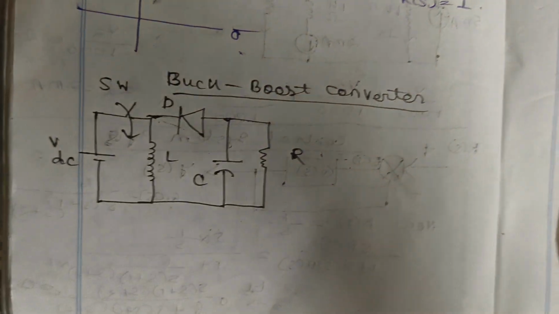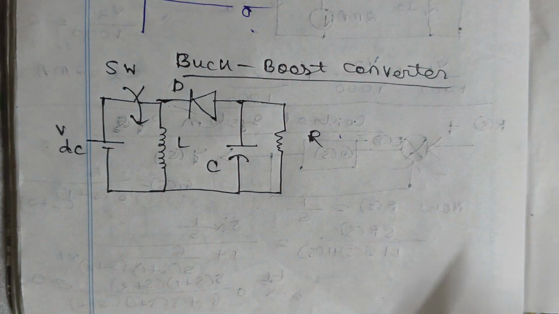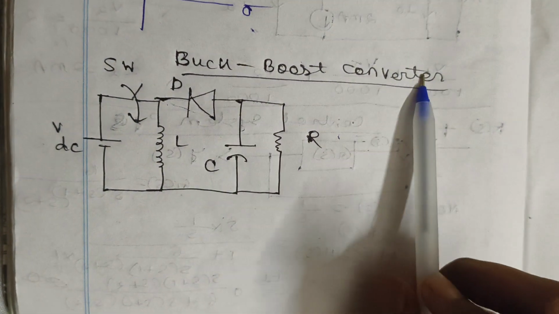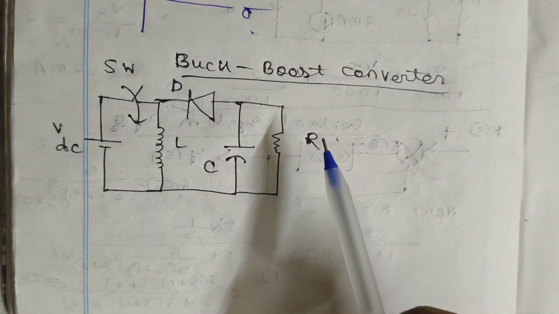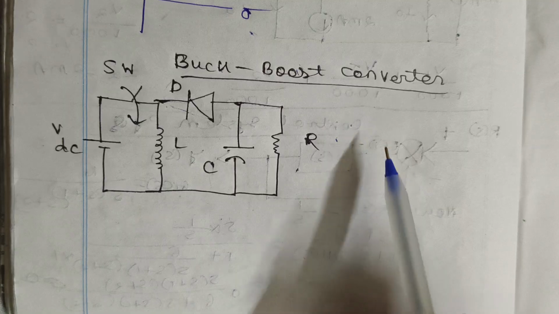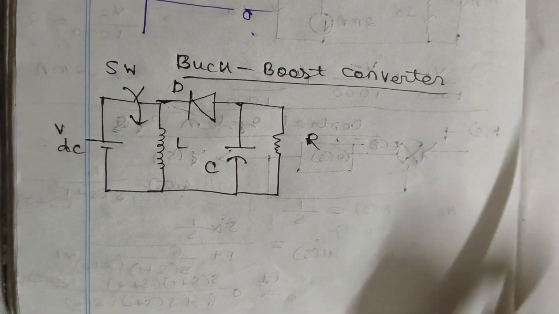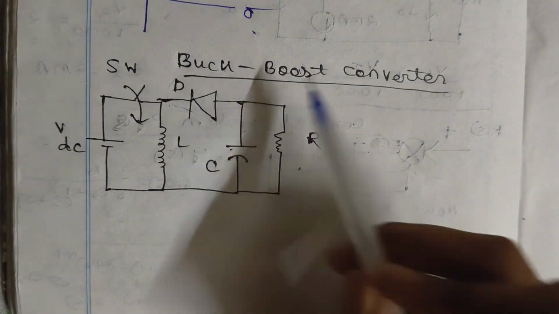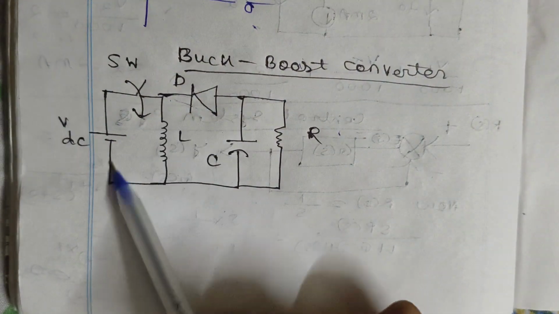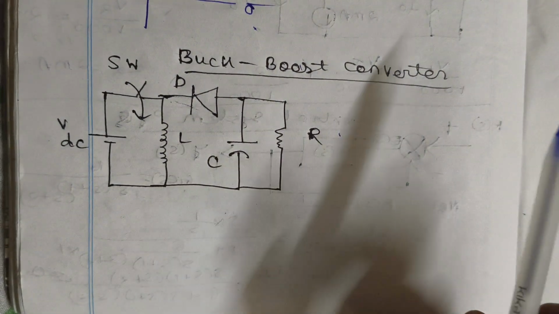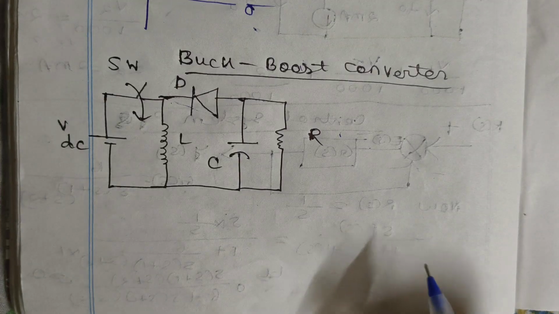Hello everyone. In this video, we will see the operation, waveform and the calculations regarding the buck boost converter. In the previous video, I discussed the buck converter and boost converter. Also, I discussed class A, class B, class C, class D and class E choppers. And then we move to buck boost type of choppers. Buck boost converter means this circuit will act as a buck converter and also as a boost converter. That operation we will see.